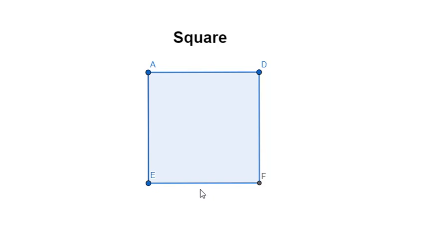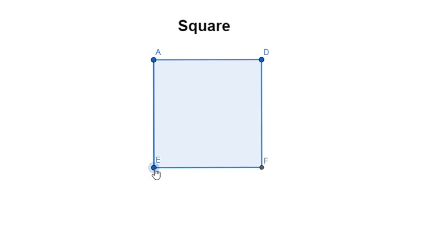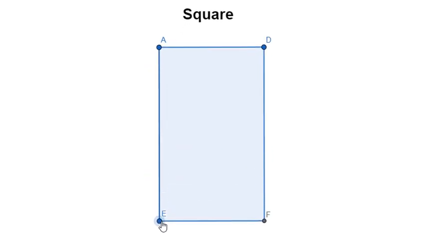Unfortunately, that's not true. It depends on the shape. Notice what's special about a square. All the sides are the same, and all the angles are the same too. They're all 90 degrees.